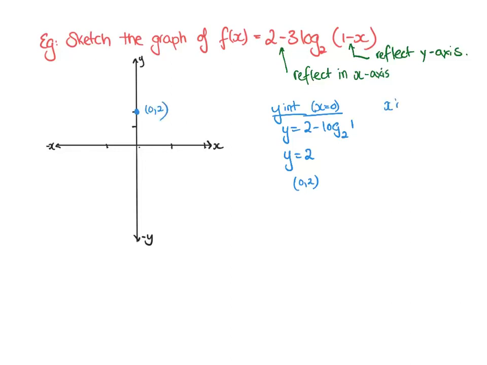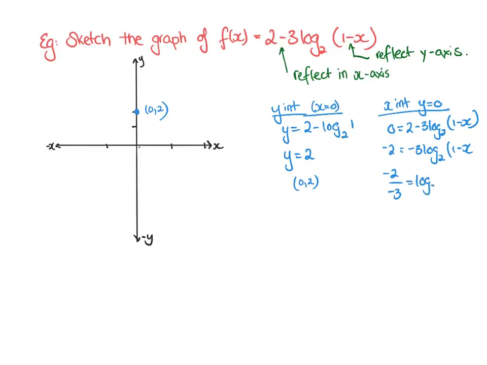If we do the x-intercept, that's when y equals 0, so we've got 0 equals 2 minus 3 log base 2 of (1 minus x). We'll bring the 2 over, so negative 2 equals negative 3 log base 2 of (1 minus x). The 3 is multiplying, so it will divide. So I've got 2 over 3 equals log base 2 of (1 minus x).